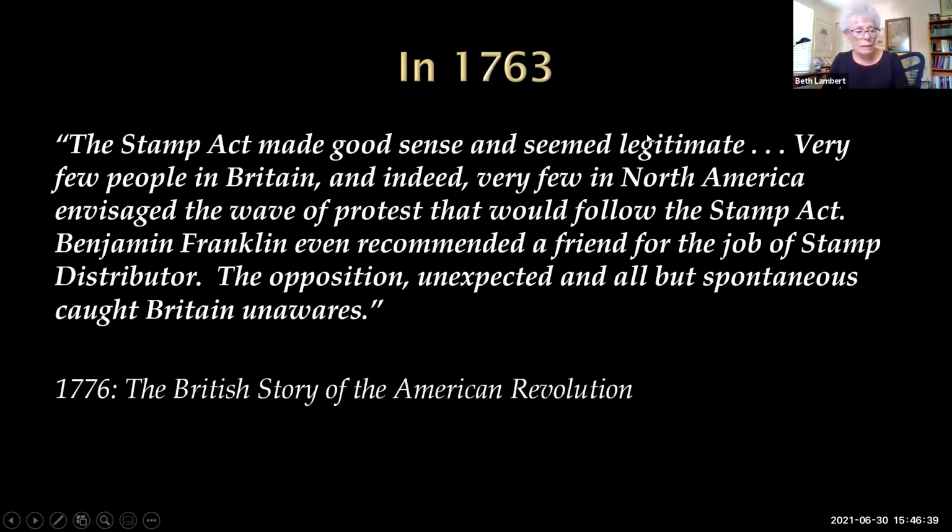Okay, and this comes from this book that I picked up in 1976, The British Story of the American Revolution. The Stamp Act made good sense and seemed legitimate. Very few people in Britain, and indeed very few in North America, envisaged the wave of protest that would follow the Stamp Act. Benjamin Franklin even recommended a friend for the job of stamp distributor. The opposition, unexpected and all but spontaneous, caught Britain unawares. So they did not expect the row that was going to happen.